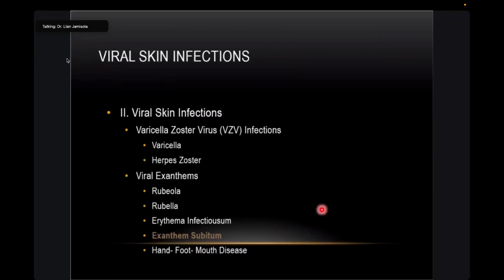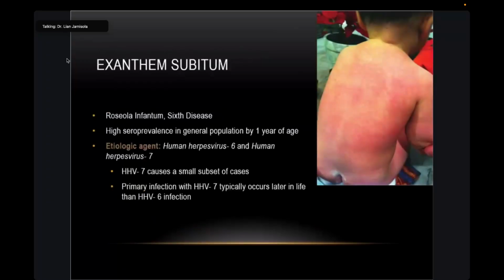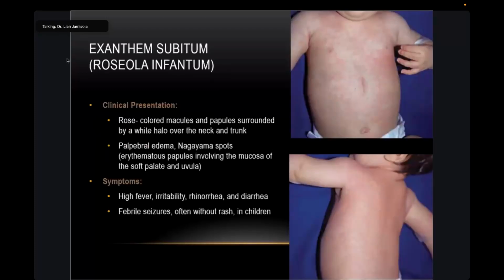Viral section. Okay, exanthem subitum is roseola infantum or sixth disease. It has higher prevalence in the general population by the first year of age. So, pambata din siya. It's caused by human herpesvirus 6 and 7. It presents as rose-colored macules and papules surrounded by a white halo over the neck and trunk. And patients may also have palpebral edema, Nagayama spots. These are erythematous papules involving the mucosa of the soft palate and uvula.